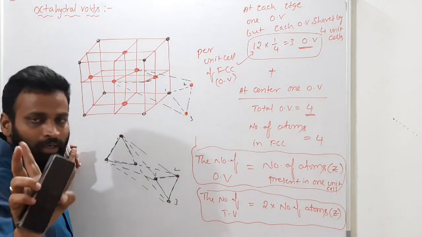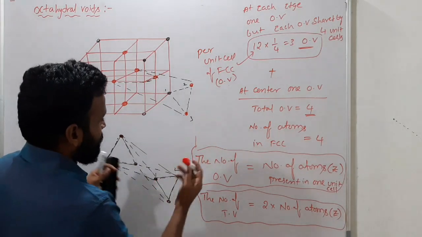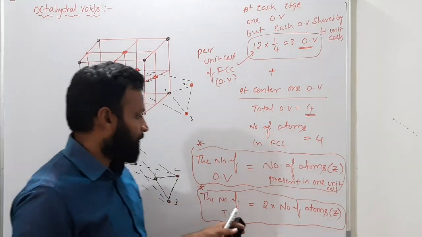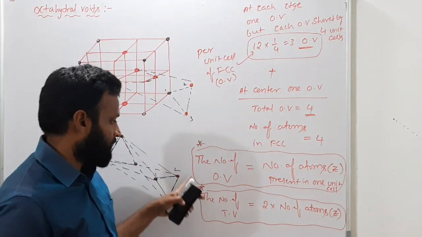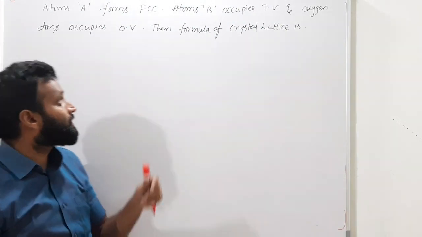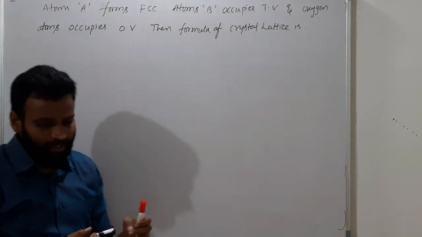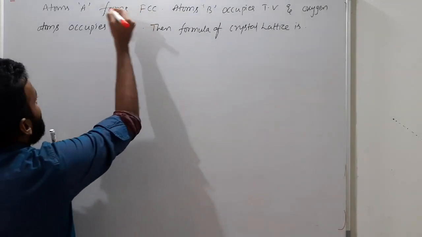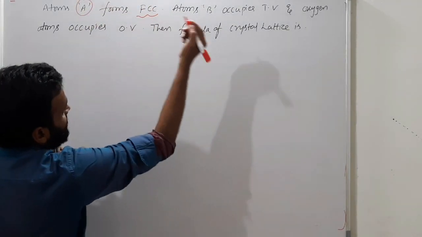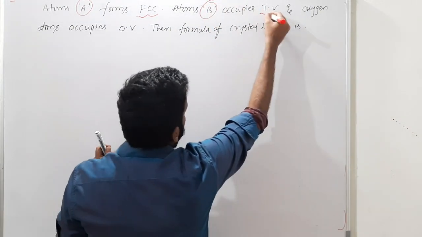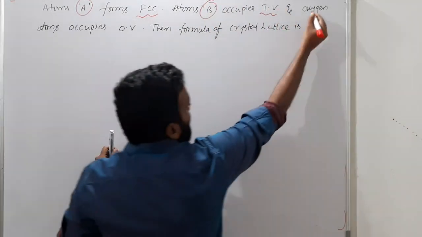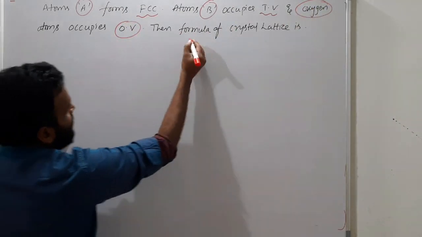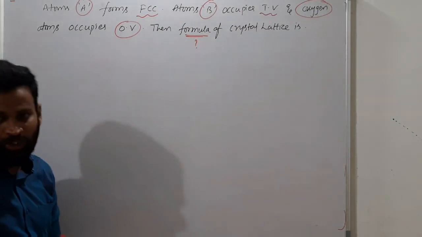Everything I have shown just for understanding, but these two are very important for you. What are they? The number of tetrahedral voids, how many? The number of octahedral voids, how many? Now let's see one example to understand octahedral voids as well as tetrahedral voids. So what do you have in this numerical, let's see. Atom A forms FCC, atom B occupies tetrahedral voids, and oxygen atoms occupy octahedral voids. What is that formula? This is the question for you.